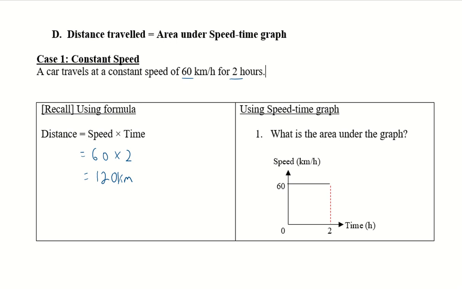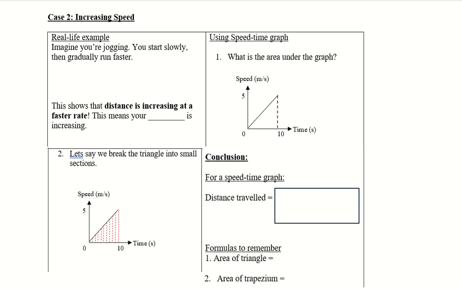Likewise, if I have a speed-time graph with the same information and I want to get the area under the graph, I realize it's a rectangle area, and the distance will be 60 times 2, and I'll get 120 km. So now let's consider case 2, which is increasing speed.